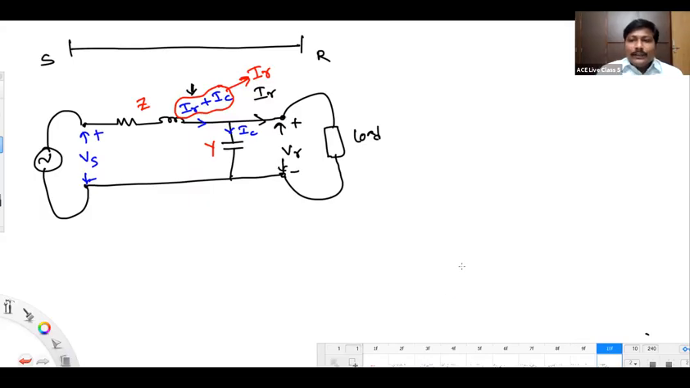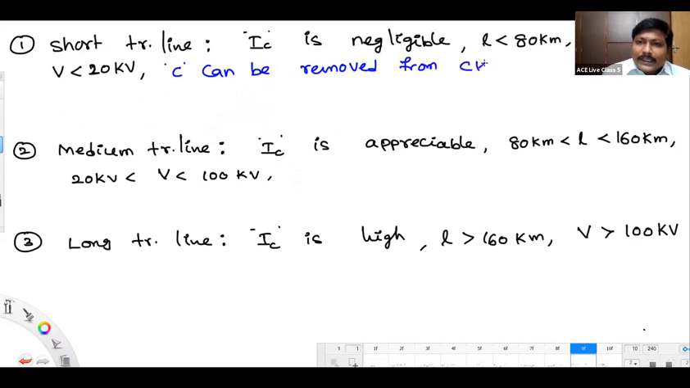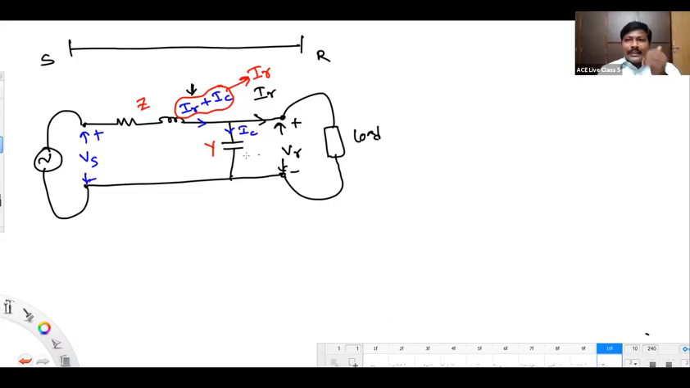So for short length of lines, if the charging current is negligibly small, I can say the capacitance can be removed from the circuit. C can be removed from the circuit. Once we remove that C from the circuit, what is this network consisting of? Only RL.